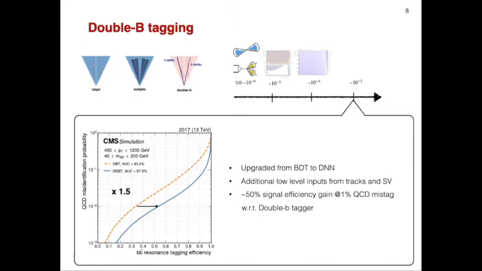Another 2 orders of magnitude comes from the double b tagging, which tries to identify 2 b hadron decays within a single large radius jet. Compared to the first boosted Higgs to bb search, we upgraded the BDT based tagger to a DNN. With the more complex model architecture, we also give more low-level inputs to the DNN model, including up to 60 tracks and 5 secondary vertices that help us to gain about 50% more signal at the same mistag rate.